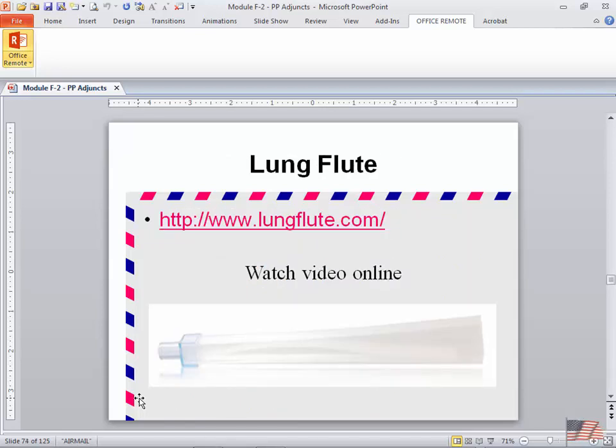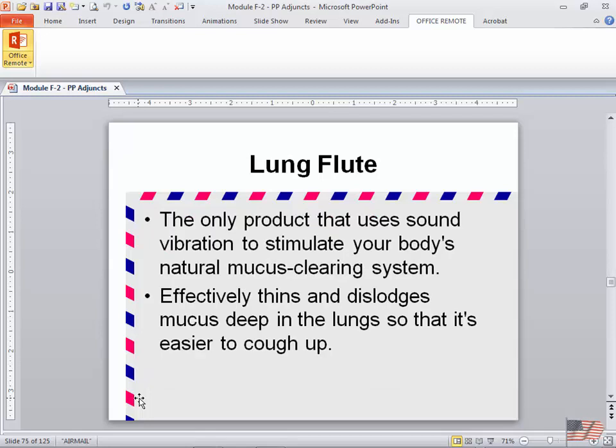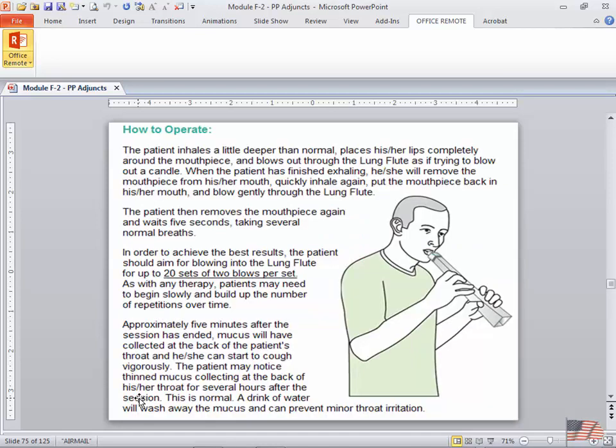Now these I'm just doing for explanation because they're just so bizarre. I've never seen these. First one is called the lung flute. It just sounds wrong. The only product that uses sound vibration to create it. And again, the idea is that it mobilizes the secretions so they're easier to cough up. It looks like this. It looks like a flute. Or probably more a cornet or something, or a clarinet, I should say.